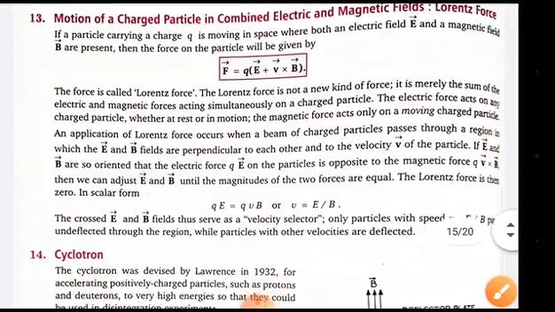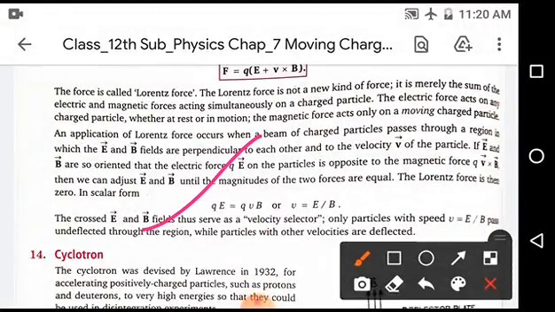If in any condition both forces are equal, that means qE is equal to qvB, in that case v is equal to E by B. That means the velocity of the charged particle will be the ratio of the electric field to the magnetic field.